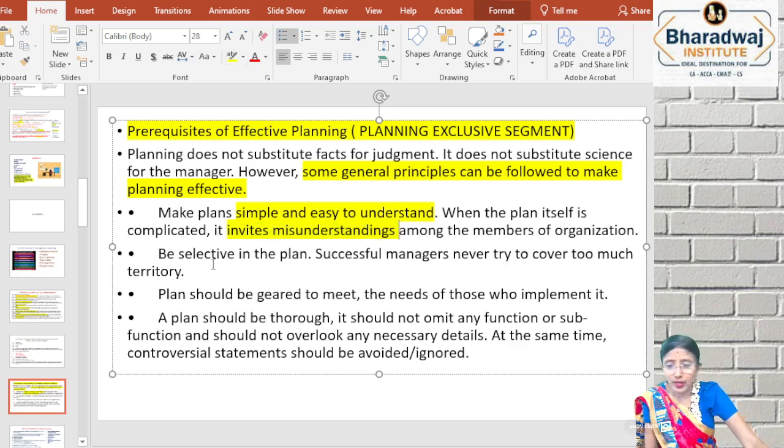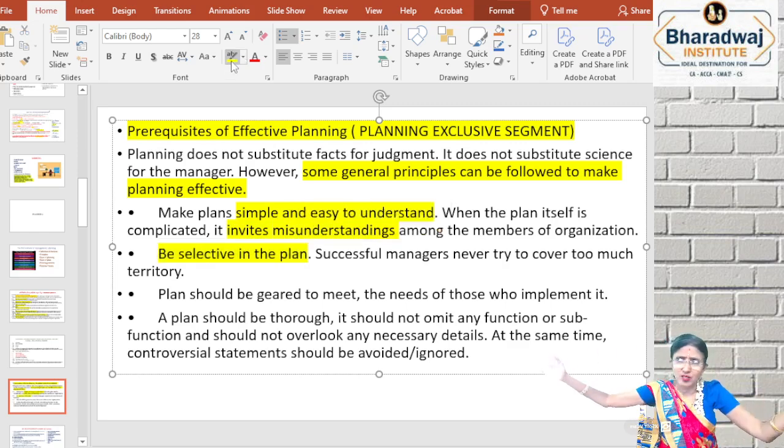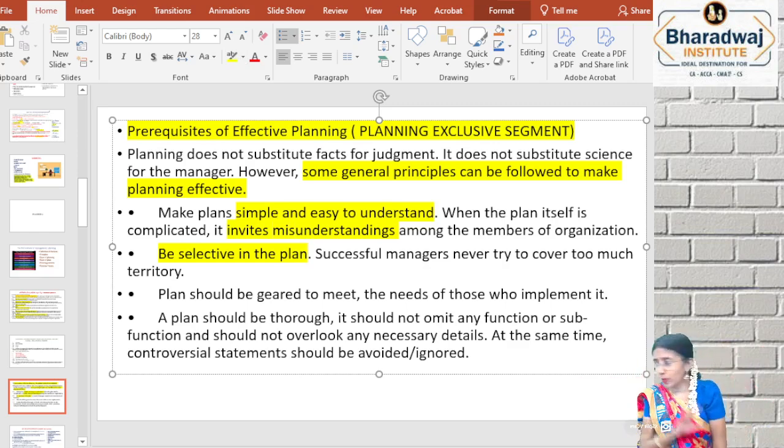That is one point. Be selective in the plan, my dear students. What to plan? Don't have a big area to be planned. What is a core territory? That is what I'm going to focus on now. Don't plan for everything. Successful managers never try to cover too much territory. They have a boundary for planning: this is what I'm going to plan about.